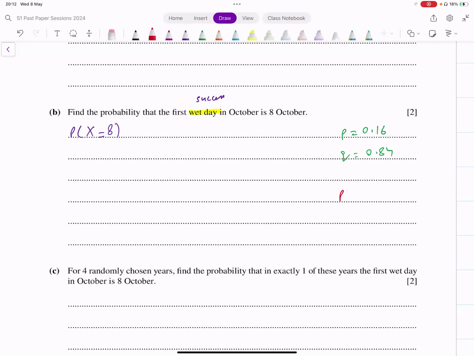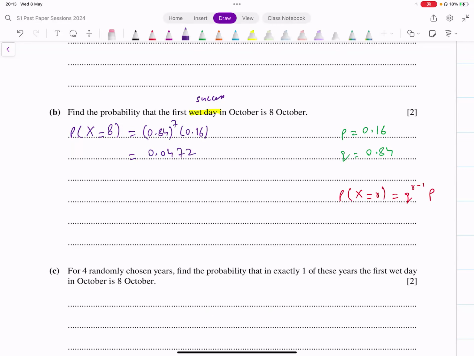What's the formula for geometric distribution? Probability of x equals r. That's q raised to the power r minus 1 times p. These are the input values there. q is 0.84 raised to the power 8 minus 1. That's 7, into p, that's 0.16. And that gives you the answer. You can see what that turns out to be. 0.84 raised to the power 7 into 0.16. That's 0.0472.